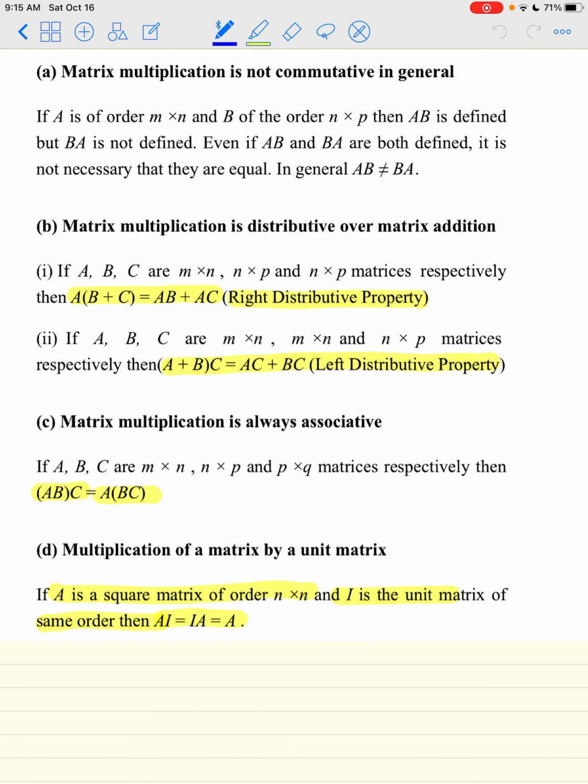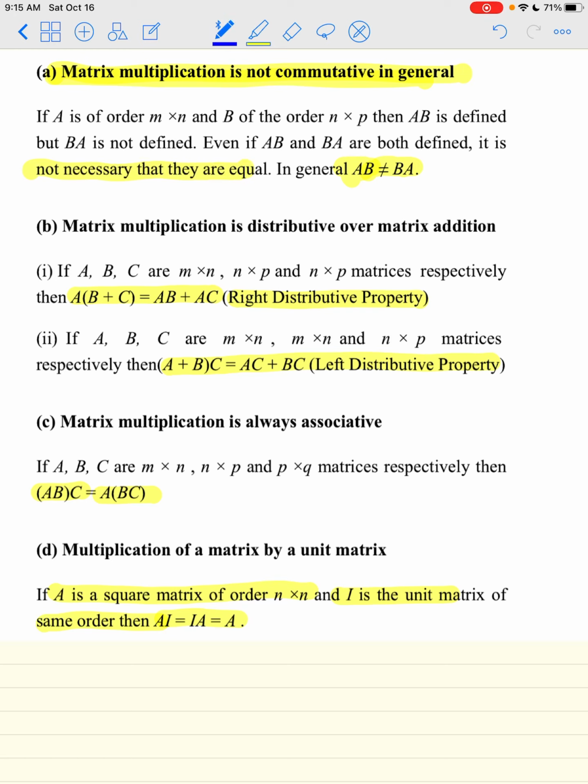In the next one, this is probably the most important thing. Matrix multiplication is not commutative. Okay, so now we're talking about the properties of matrix multiplication. Matrix multiplication is not commutative. This is very, very important. A times B does not equal B times A. It could, but it's not necessary that they're equal.